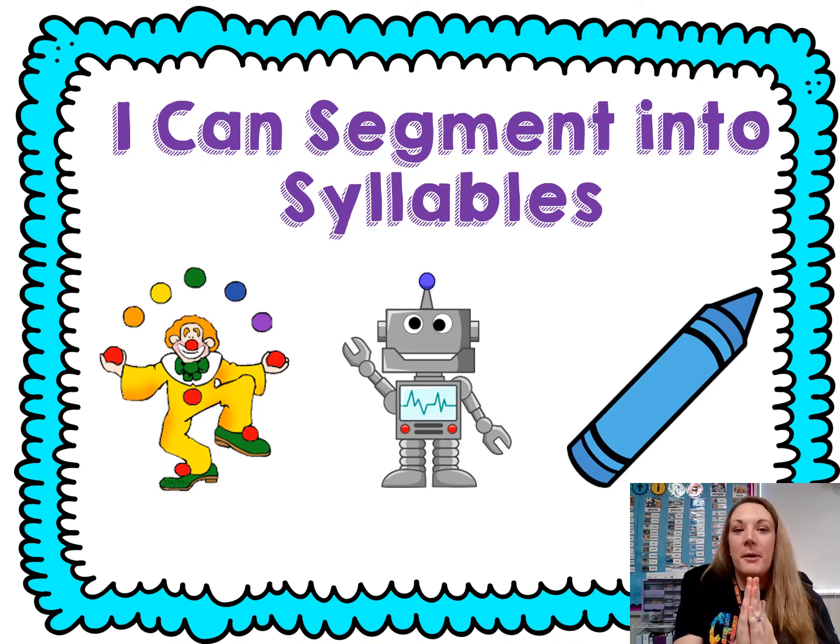Now let's pull apart or segment our word into syllables. Put your hands together. Juggle. Ready? Juggle. Robot. Crayon.